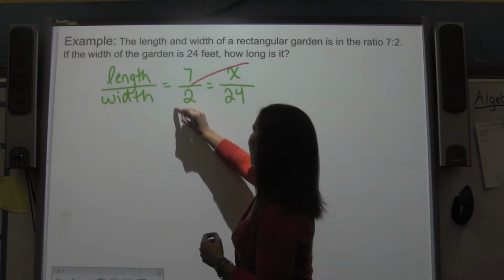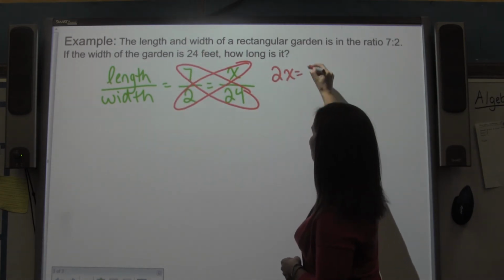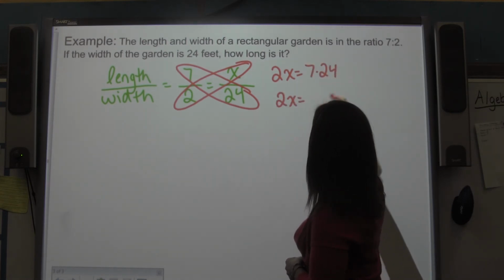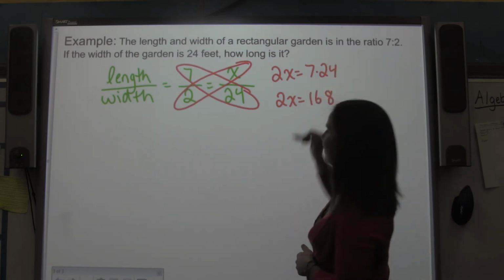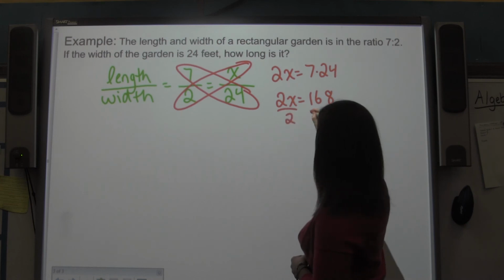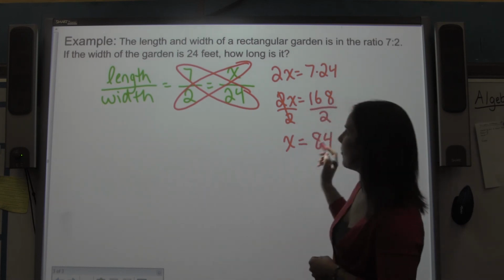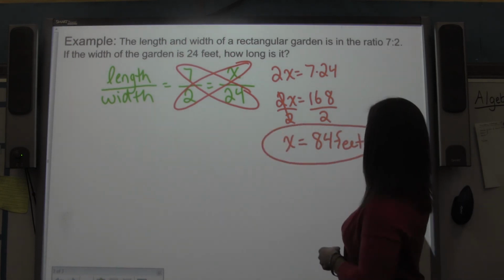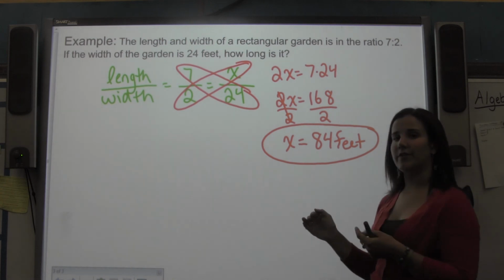Last time, I'm going to use my cross products here. 2x equals 7 times 24. 2x equals, that would be 168. 168 divided by 2. And I get x equals 84. So my 84 is how long it is, so that's feet. This garden, when it is 24 feet wide, it's 84 feet long.